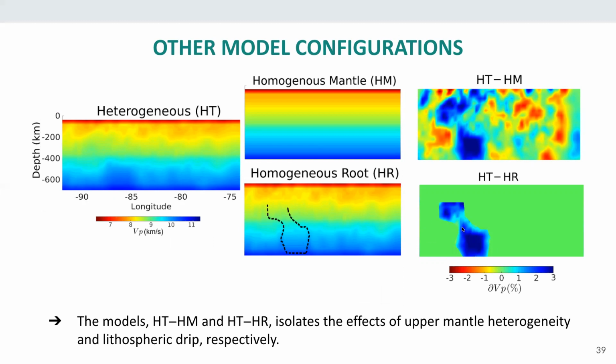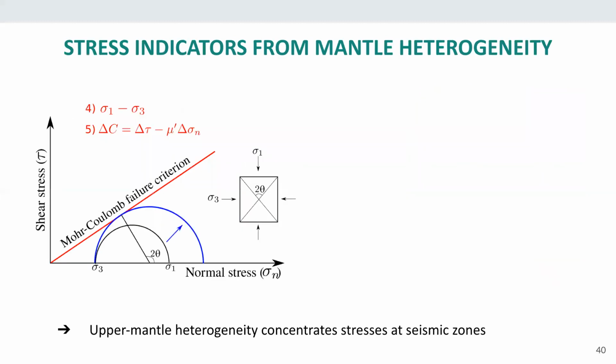So that what we are looking at is just the contributions from all the upper mantle heterogeneity and only the positive root which was seen in the tomography studies. Using these models, we compute two more indicators. One is the differential stress, the difference between the maximum and minimum stress. The other is Coulomb stress, which, given a fault plane, gives the likelihood for a fault to slip given a stress state.